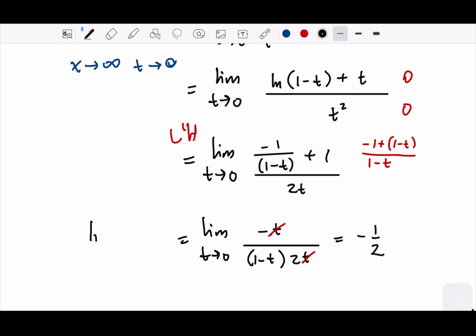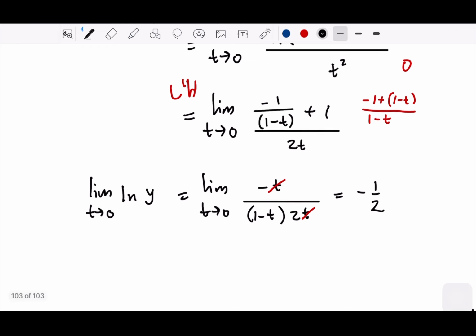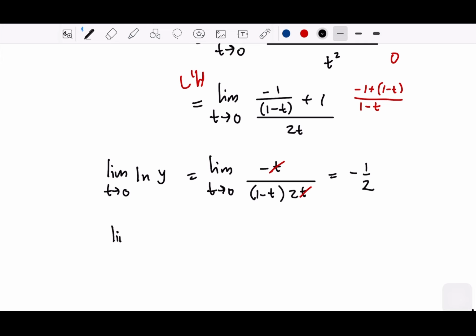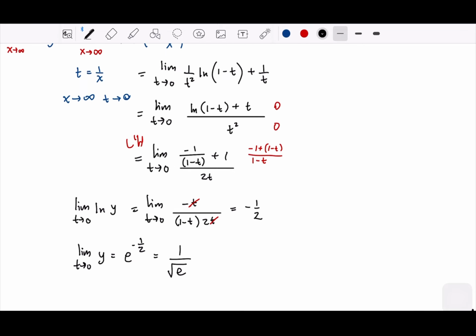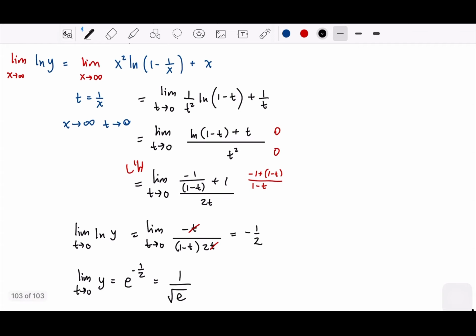But remember that this is still the ln y. So y is e with the power of negative 1 over 2, so 1 over square root of e. Yeah, it's difficult. I almost forgot how to solve it. So I think the key is this part. Okay? The key is this part.